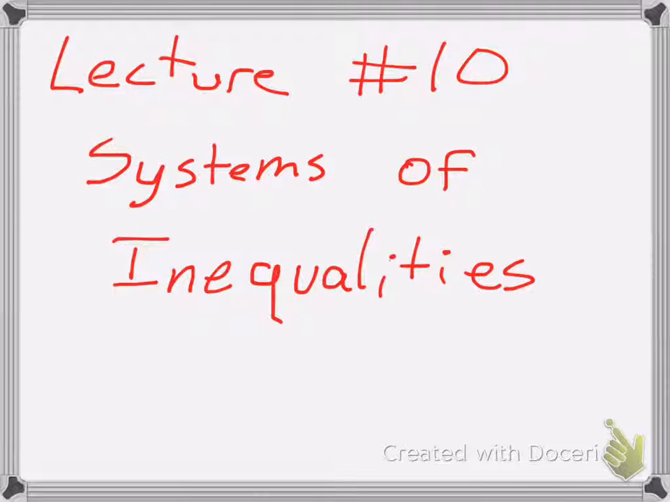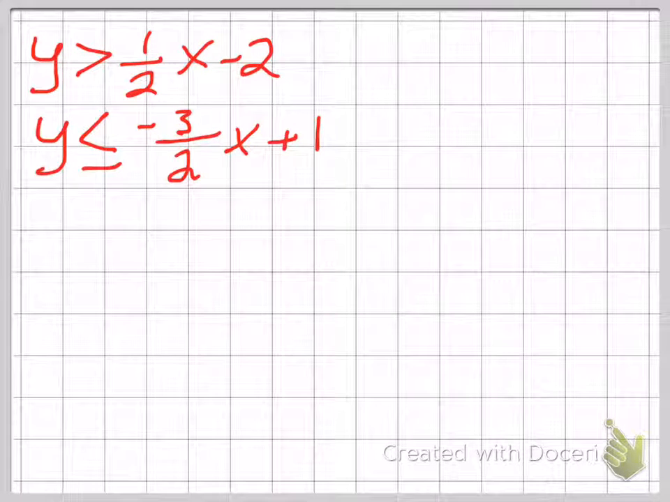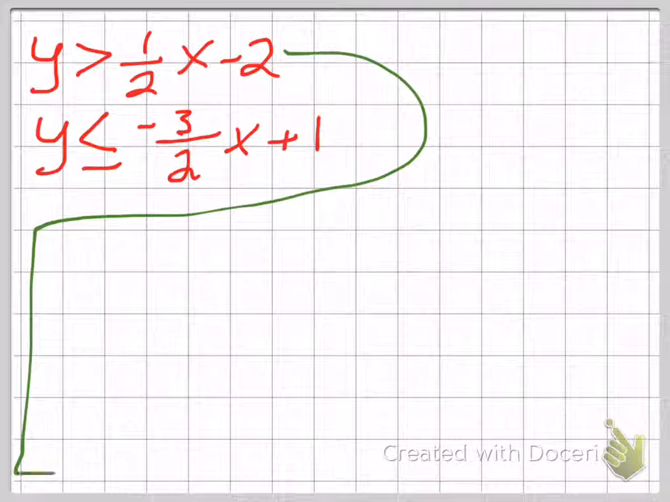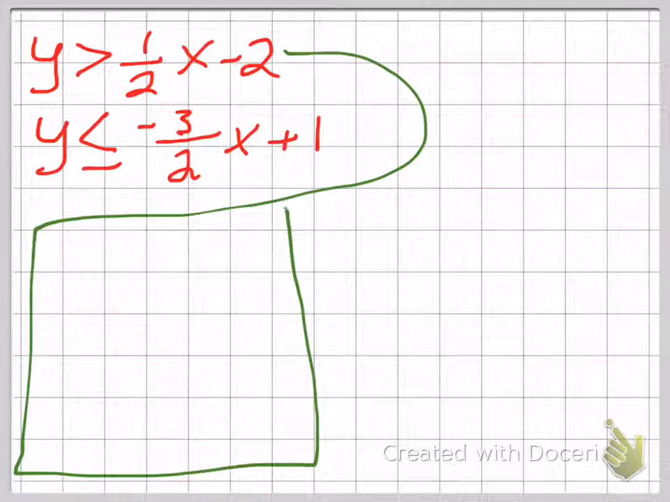Alright, so let's look at this example right here. We've got two linear inequalities. This is nothing you've not seen before. The biggest thing is we need to graph them on the same coordinate plane. What I'm doing here is drawing a box. I'm going to list all the important things that I know about this inequality here.